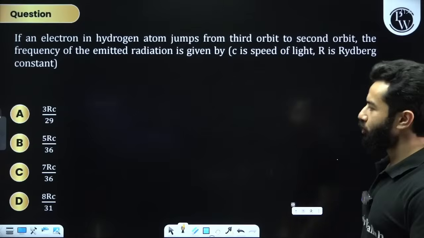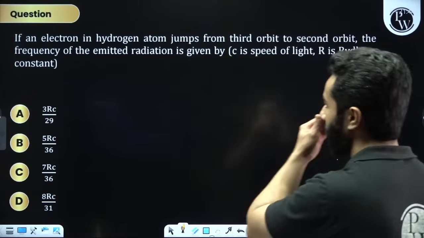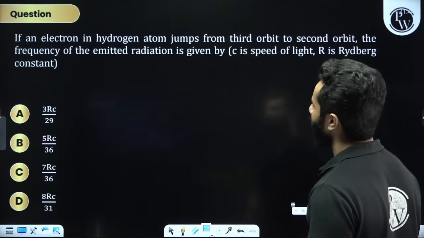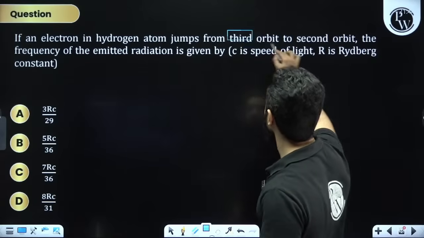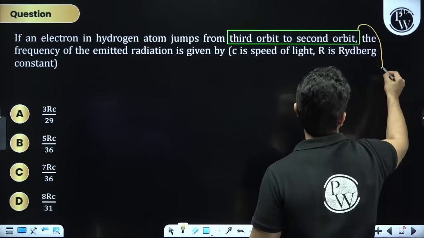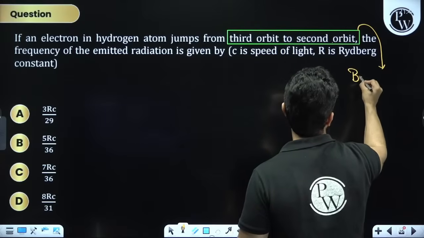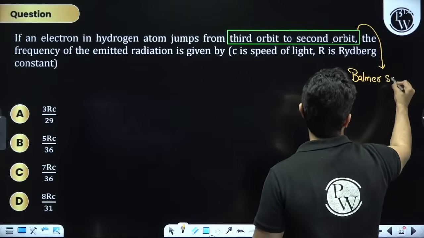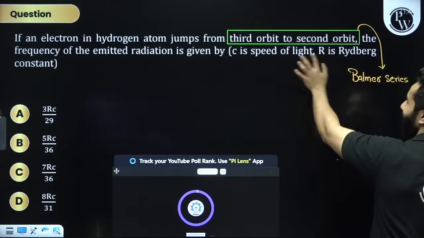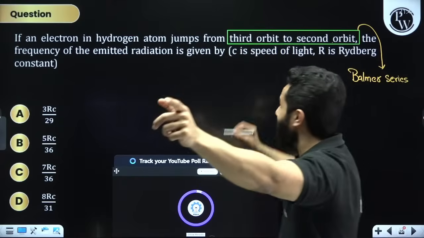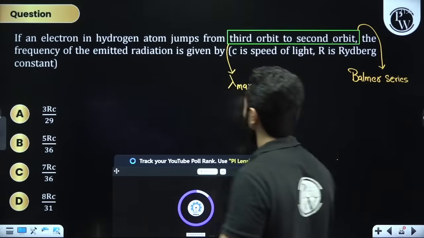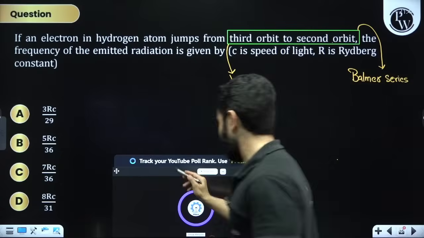This question is from Mission 30, but these are common problems. If an electron in a hydrogen atom jumps from 3rd orbit to 2nd orbit, got it? 3rd orbit to 2nd orbit basically means Balmer series, and it is the nearest transition. Nearest basically means that energy is minimum, which means lambda will be maximum. This is also the maximum wavelength.